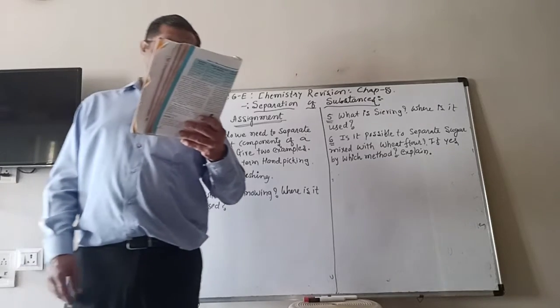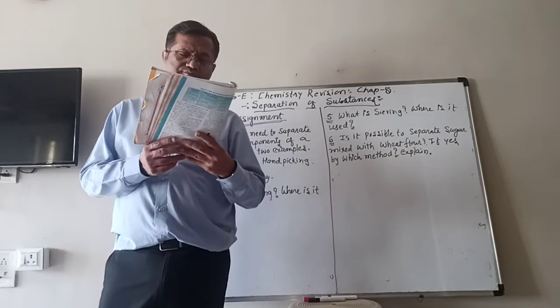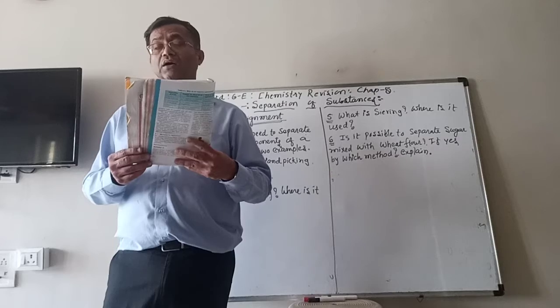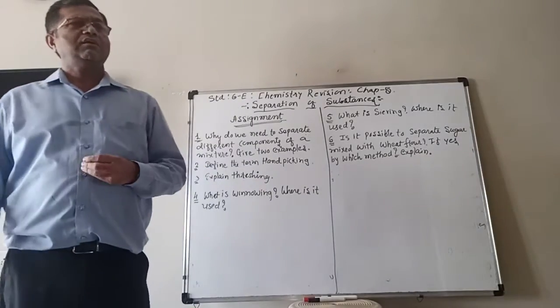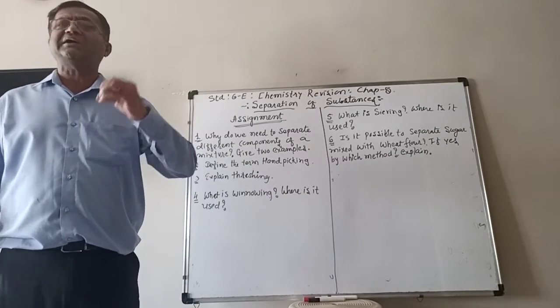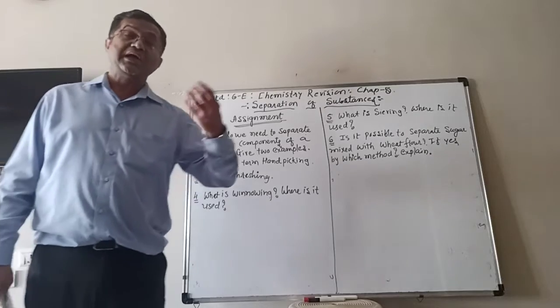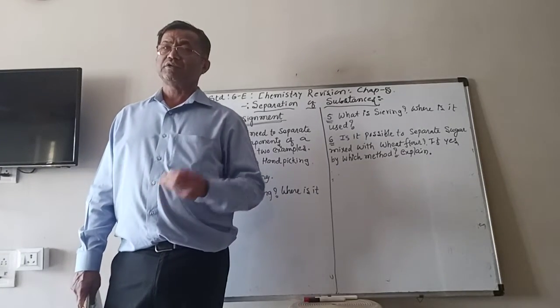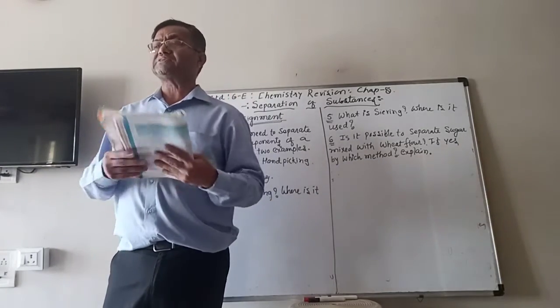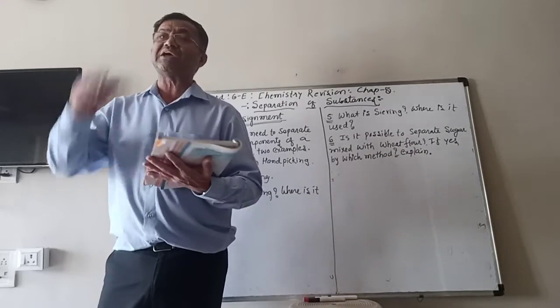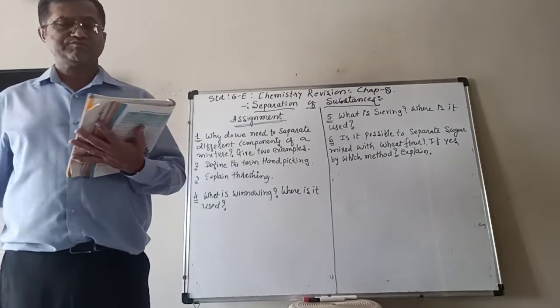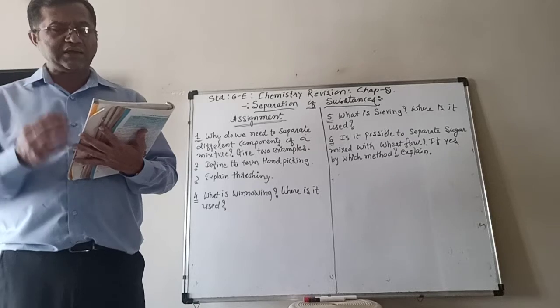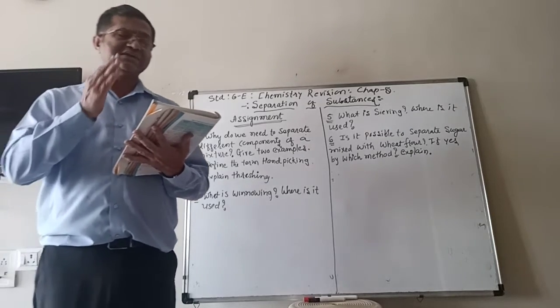Now, the winnowing method can be used when very light particles are mixed with heavy particles. They are quite different in their weight, in their mass, and then they can be separated easily.